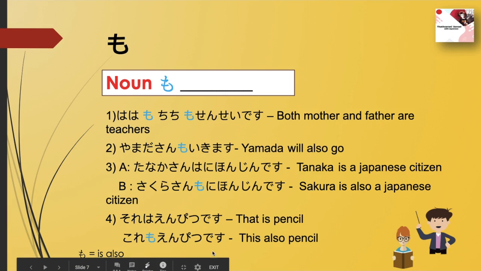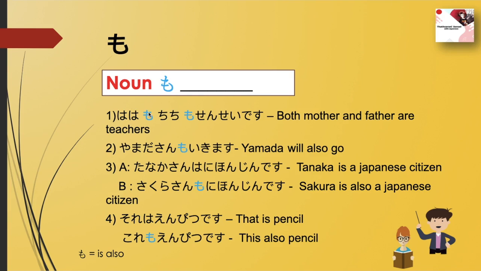Now we can see this kore mo. Kore means this. We are having mo because the second dialogue is mentioning this is also a pencil. That's why we can see mo here. Alright, finally, we use mo after a noun like that.